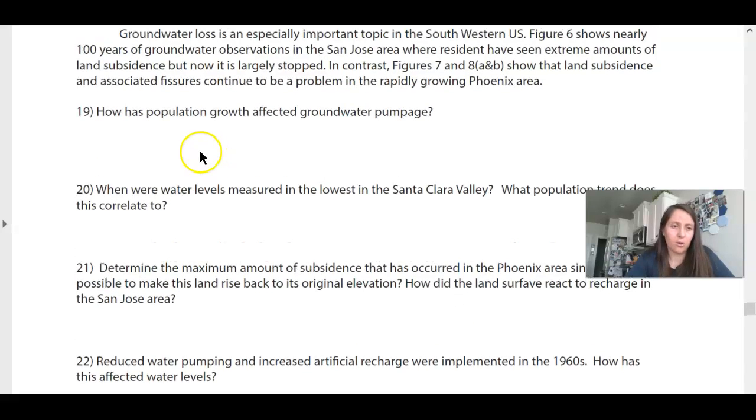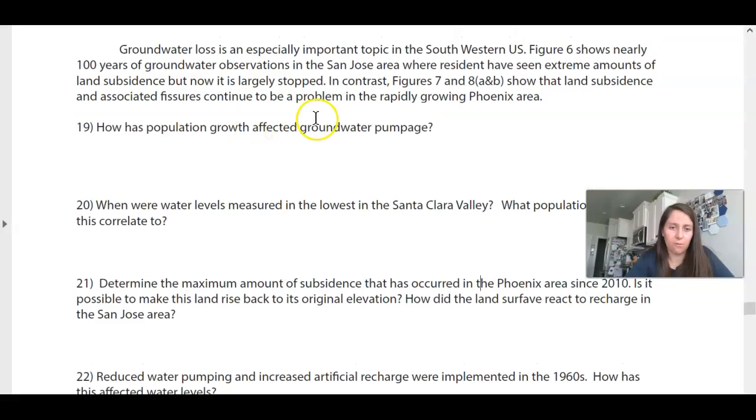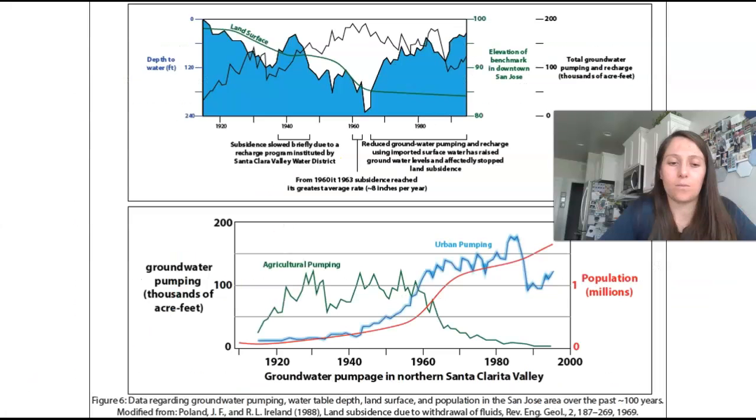Okay, so first question, how has population growth affected groundwater pumpage? So in this case, he's referring to the San Jose area. So that would be the figures on page 129. So let's go ahead and look at them. Okay, so again, question was, how has population growth affected groundwater pumpage in the San Jose area?